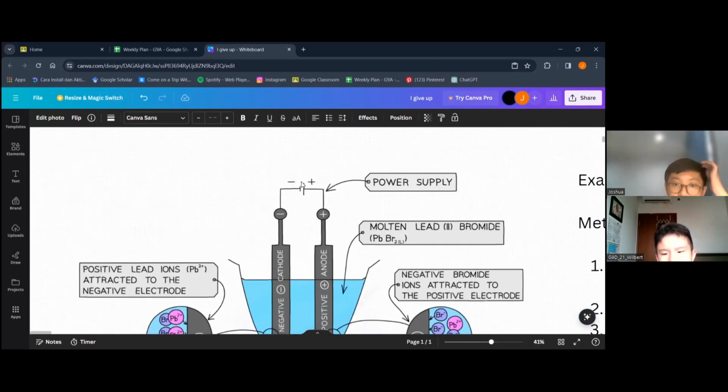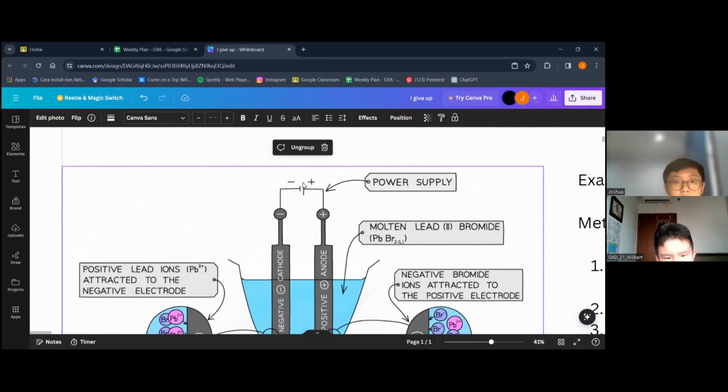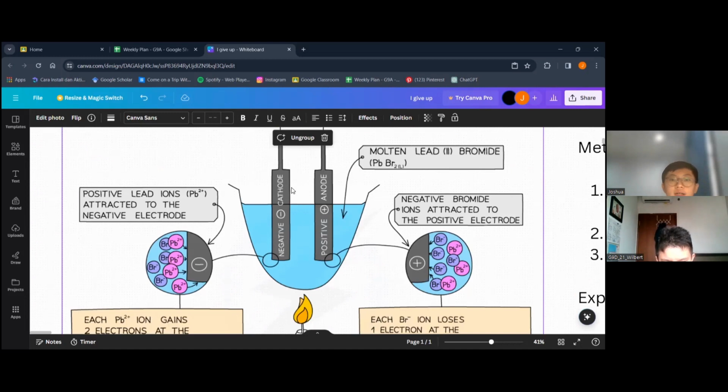And the longer side, the longer one, is positively charged, and the shorter one is negative. That's why you can see this one is negative and this one is positive. So the cathode, since it attracts cations, which means metals will form here, but at the anode, it will be non-metals.